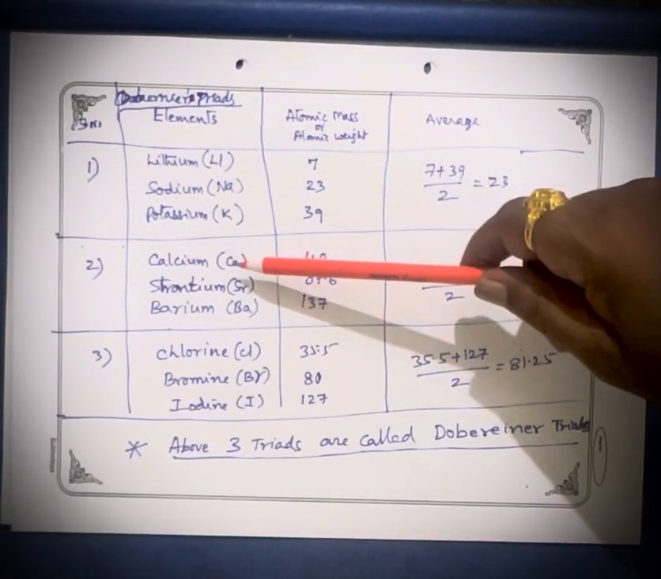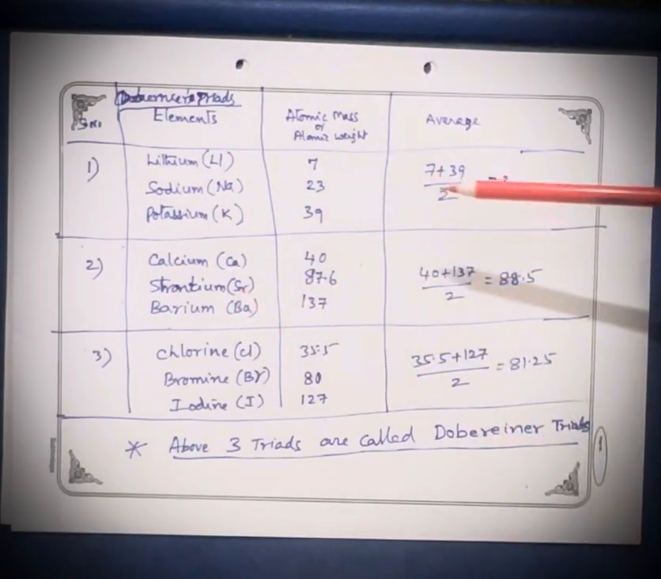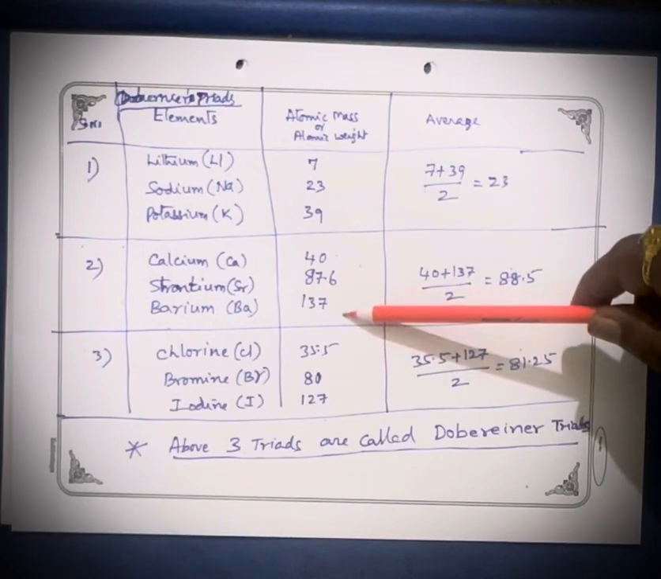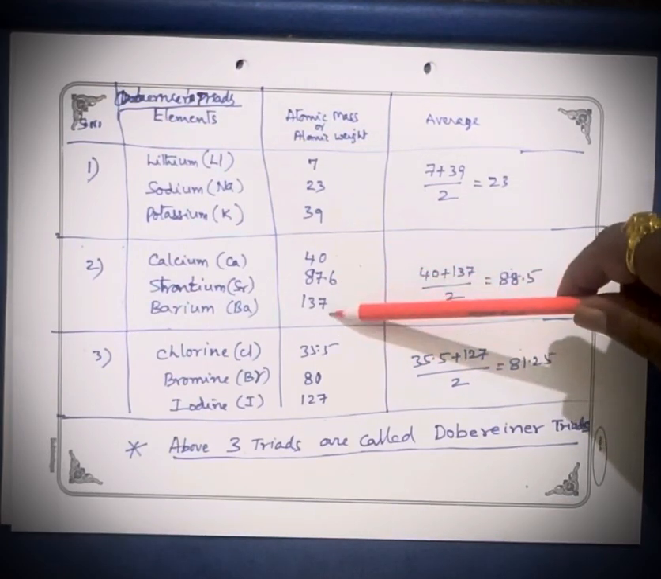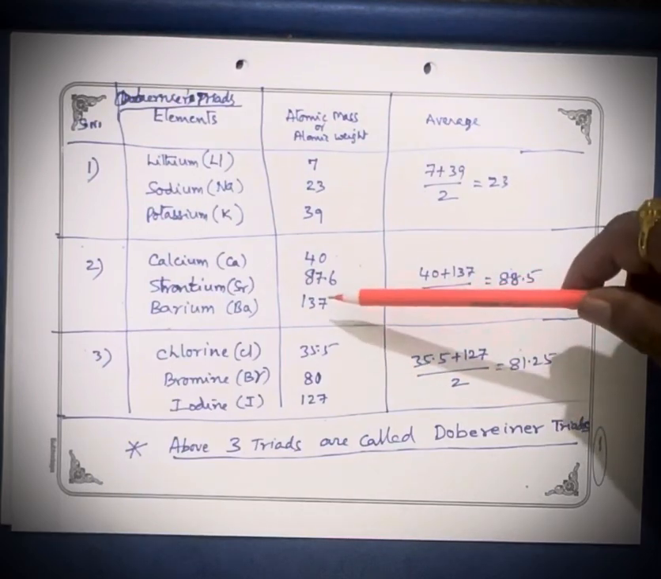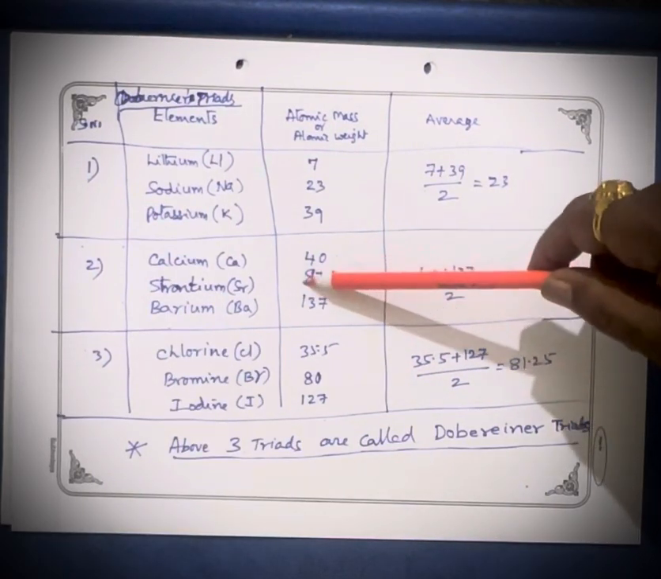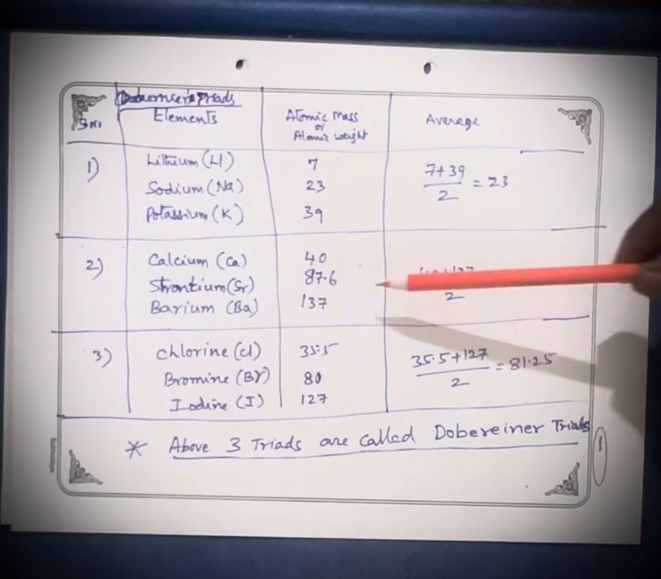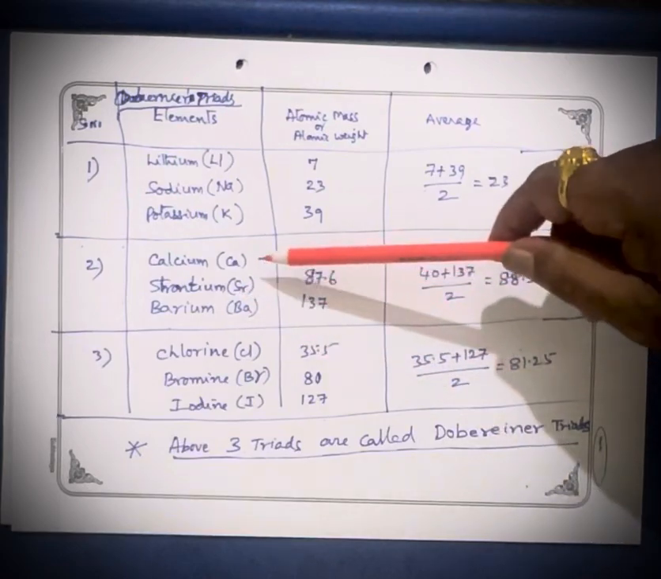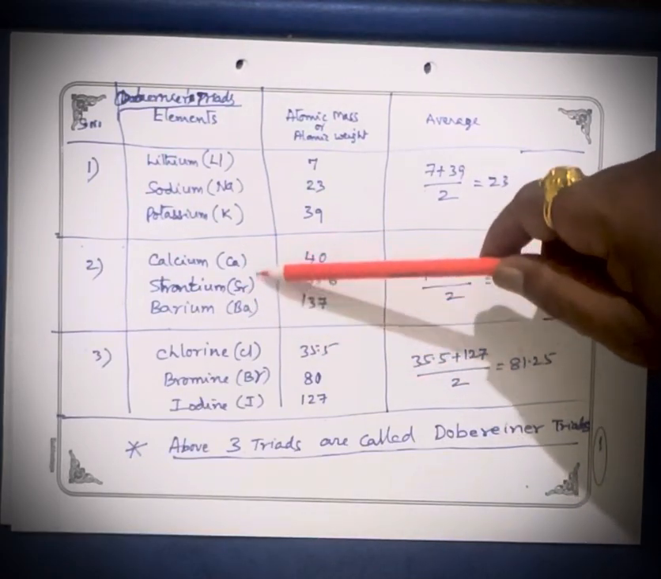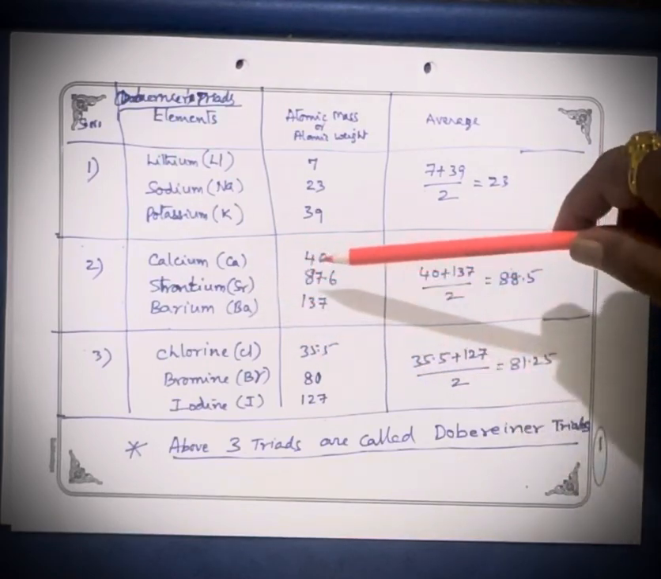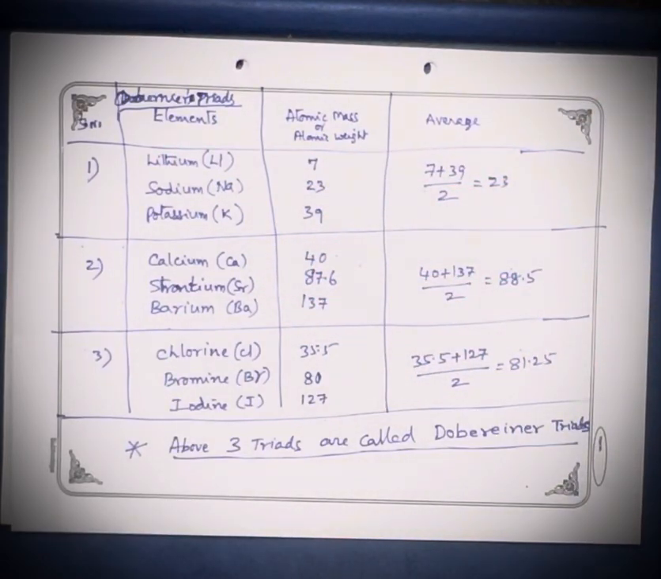Another Dobereiner triad is calcium, strontium, barium. The atomic weight of calcium is 40, and barium is 137. If you take the average, it is equal to 88.5. The atomic weight of strontium is 87.6. That means it is approximately equal to the atomic weight of the middle element. A set of 3 elements is called a triad, also called a Dobereiner triad.